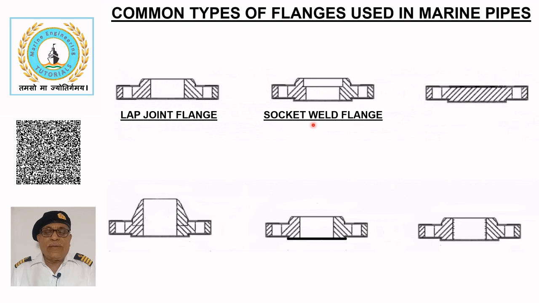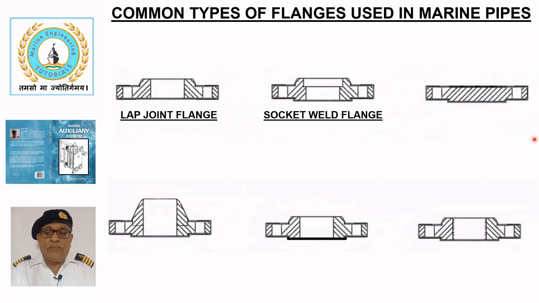Socket weld flange. This flange has a socket into which the pipe is inserted and then fillet welded from the outside. It is used for small diameter, high pressure lines such as hydraulic or lubricating oil systems and provides a strong, reliable joint.